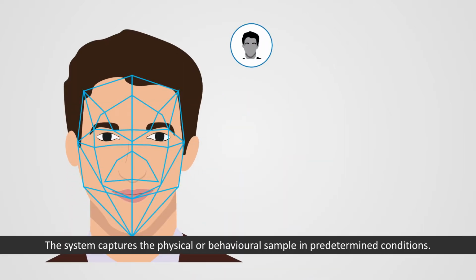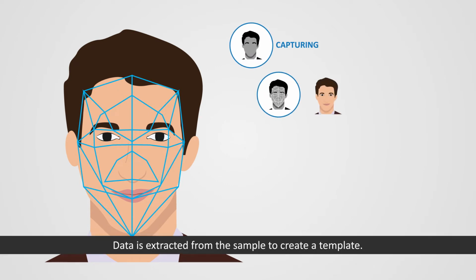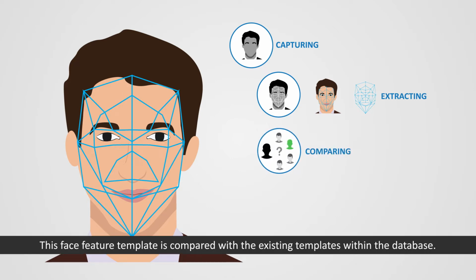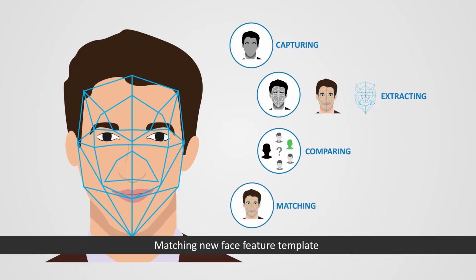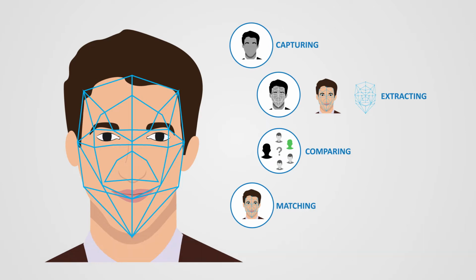The system captures the physical or behavioral sample in predetermined conditions. Data is extracted from the sample to create a template. This face feature template is compared with the existing templates within the database. Matching the new face feature template with the existing templates within the database and making a decision.